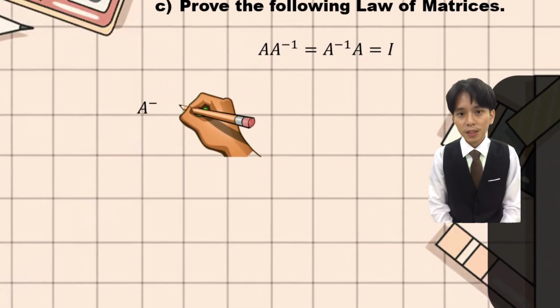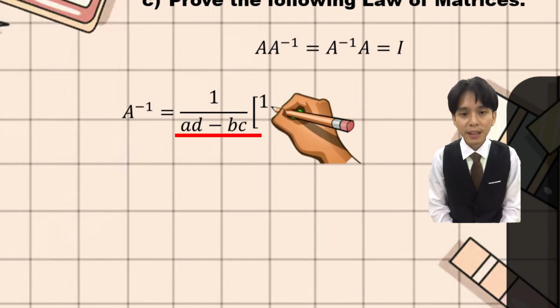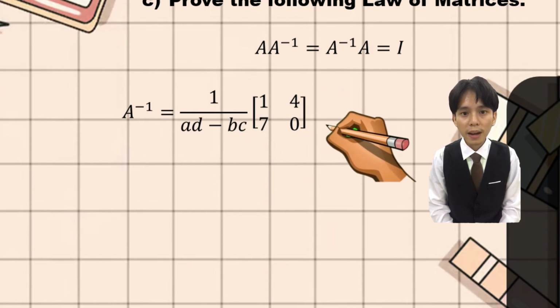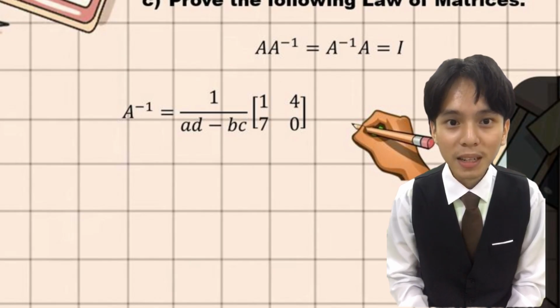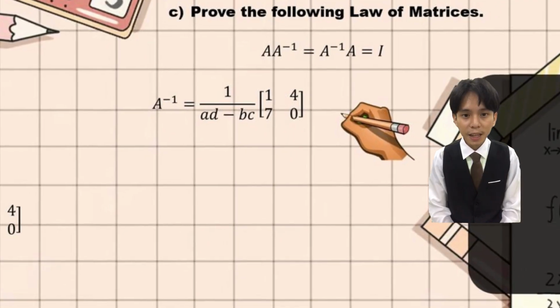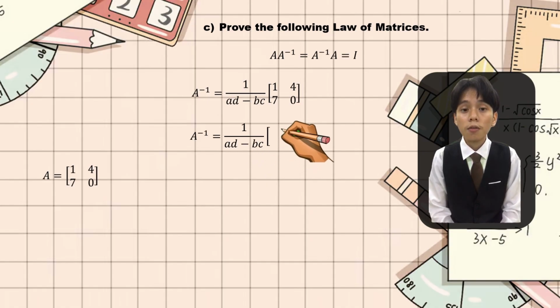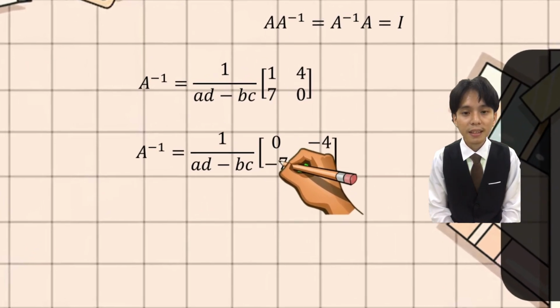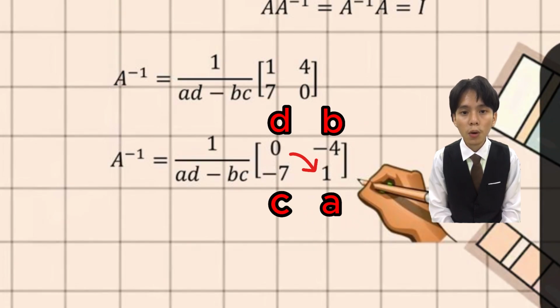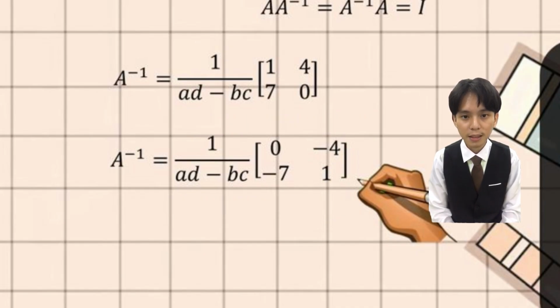Second is the inverse. The formula that we'll be using is 1 per A times D minus B times C, followed by a matrix form, which is ABCD. For the second step, because of the inverse method, the numbers in the matrix form should change positions. From A to D, that is 1 to 0, followed by minus B and minus C, which is minus 4 and minus 7, because of the inverse method.